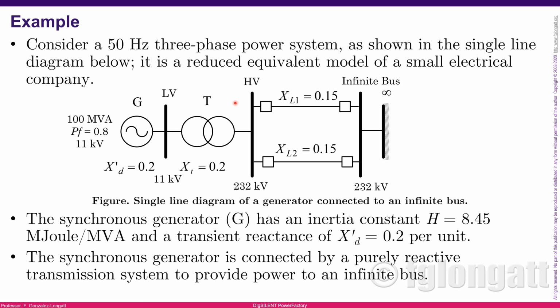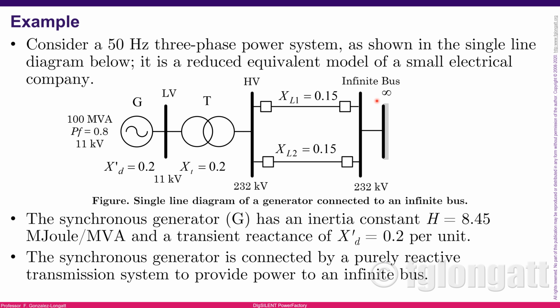This transformer, as you can see, has 11 kV on this side and 232 kV on this high side, okay? On the high voltage bus bar. Then we have two identical transmission lines. You can see here line number 1 on the top, and then we have this line here again at the bottom. Both of them are identical, 0.15 or 0.15. This is the per unit value of the reactance in this transmission line, okay?